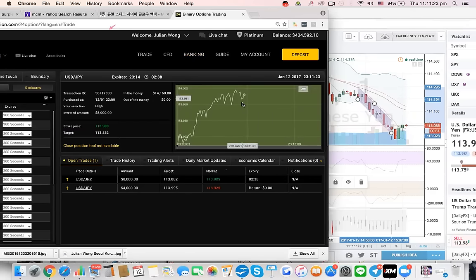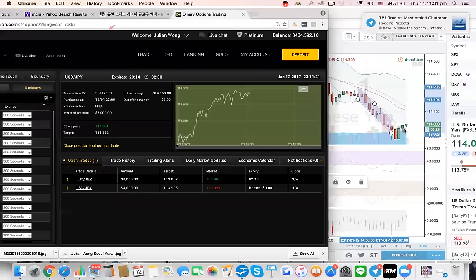Oh, wow. Do you guys pay attention to the market price today? It doesn't seem like a lot, but this move is already 10 pips in the money.